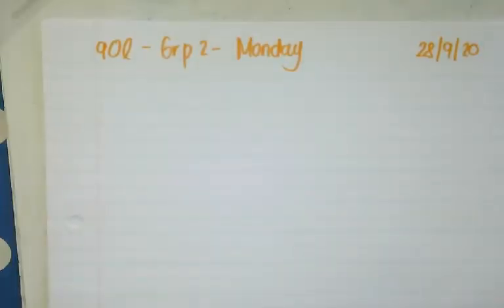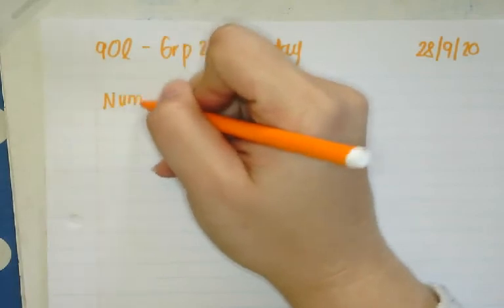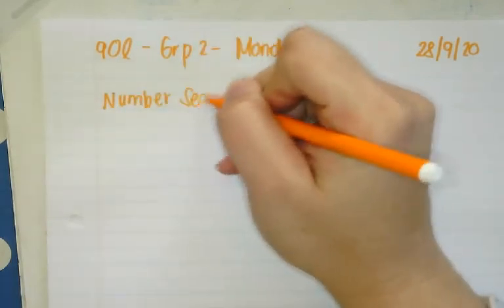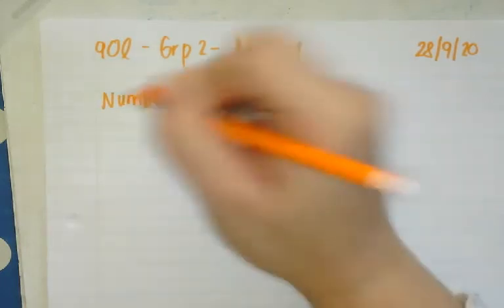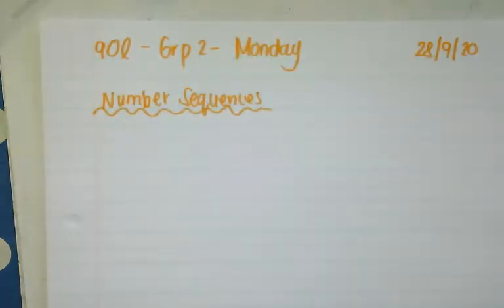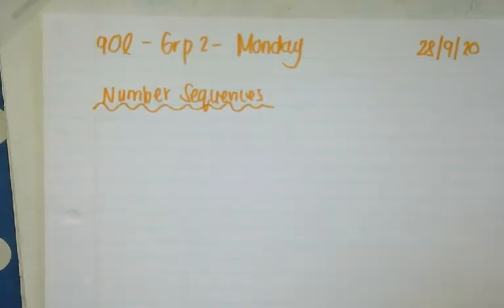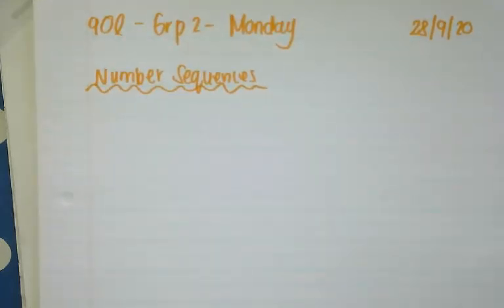Okay, so number patterns or number sequences, whichever you want to use, means exactly the same thing. So what we're going to do today is we're just going to write down all our notes, and then from tomorrow onwards we're just going to practice, practice, practice. I just want to make sure that the notes we write are exactly the same as the other group.